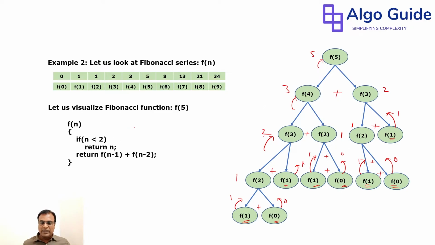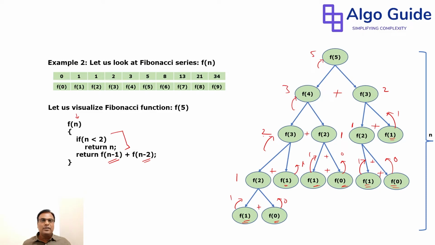When we look at the algorithm for the implementation of the Fibonacci series, f of n, when n is less than 2, this forms a base condition. If the value of n is less than 2, it means it is either 0 or 1, then it returns the value of either 0 or 1. Otherwise, the function is recursively called with the n minus 1 and n minus 2 terms.